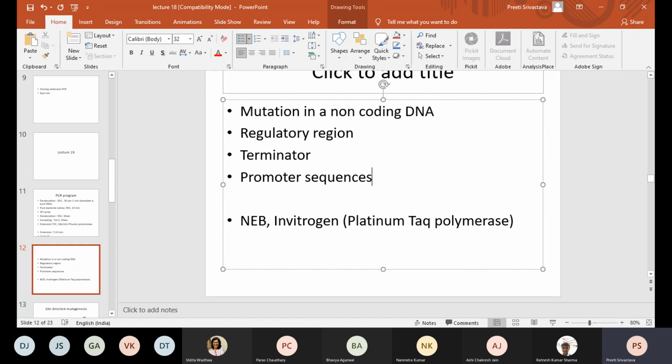So in principle, these are non-coding, right? They are not coding for any gene, but they are important. Sometimes we induce mutation in the promoter DNA to enhance the activity of the promoter, so that the number of transcripts increases, and therefore you will have more protein. We will discuss this in more detail in later classes when I teach you transcription. But just to answer this question, yes, mutation is sometimes induced in non-coding DNA as well.